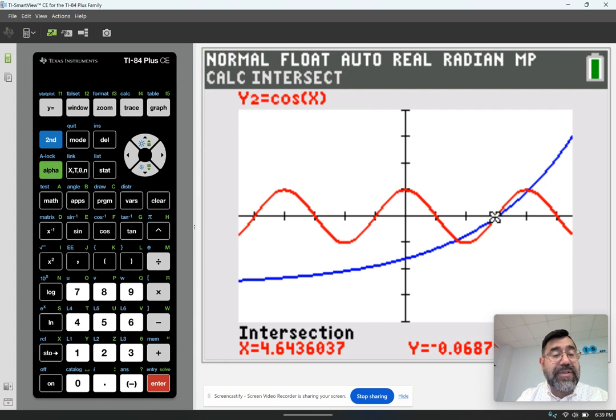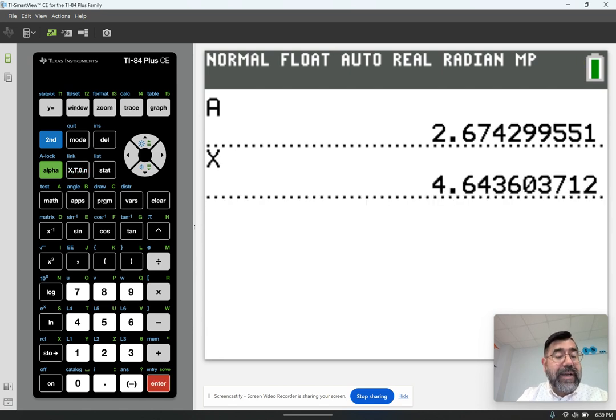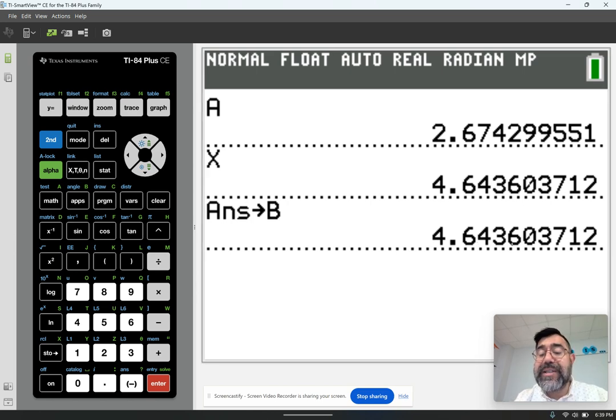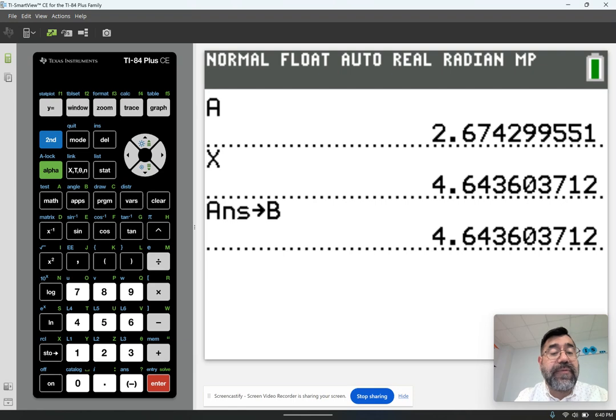That is the next intersection point. So I'm going to come over here, press X. There it is. And I'm going to store it in alpha B. That way the calculator remembers this value and it doesn't forget it. And when I write it down, I'm going to put 4.6436, and I'm going to write it over here because this point is where the first shaded region ends and where the second one begins. I just need one more intersection point to find.